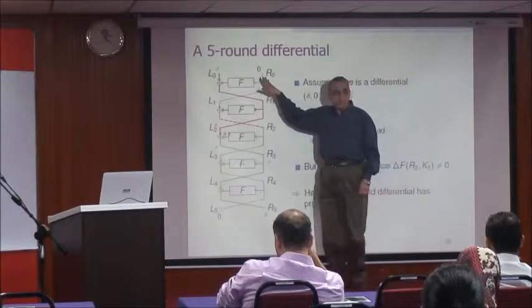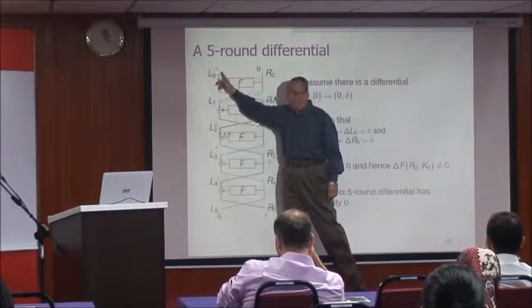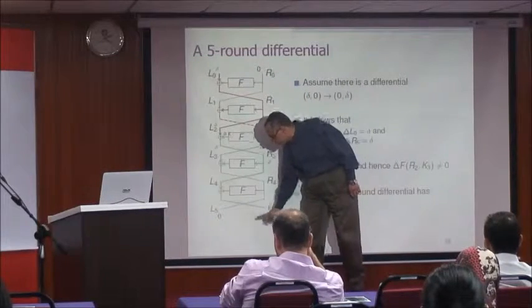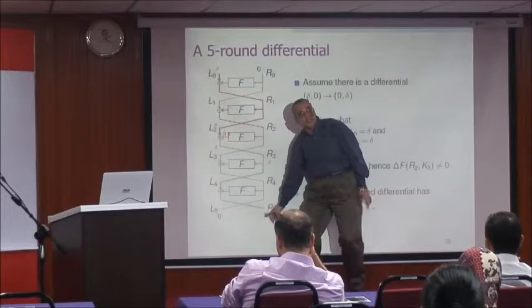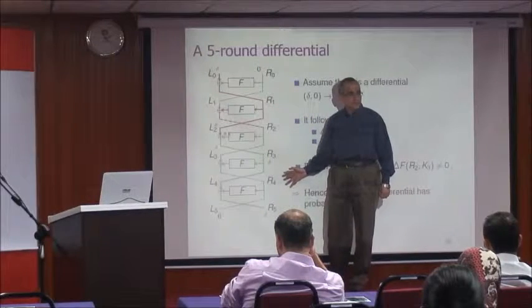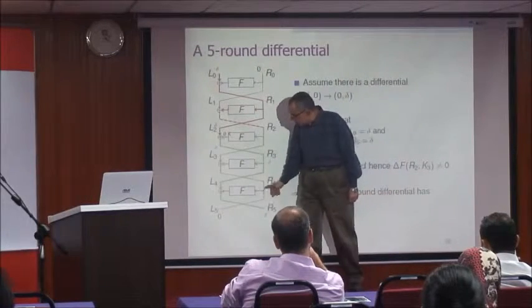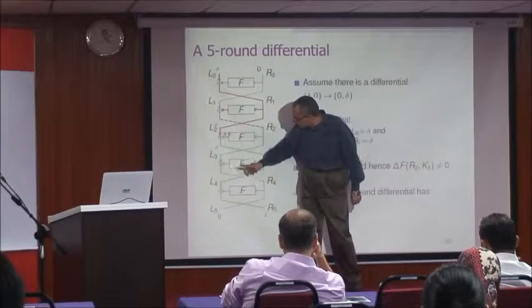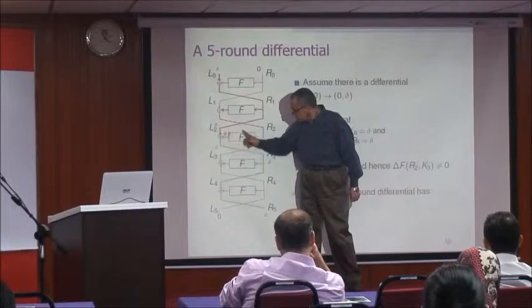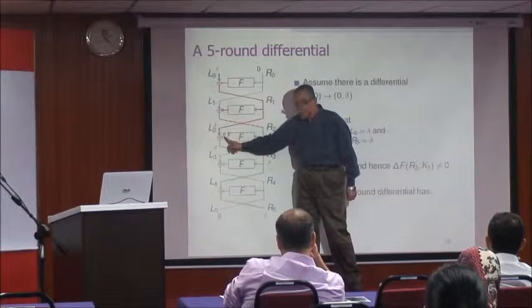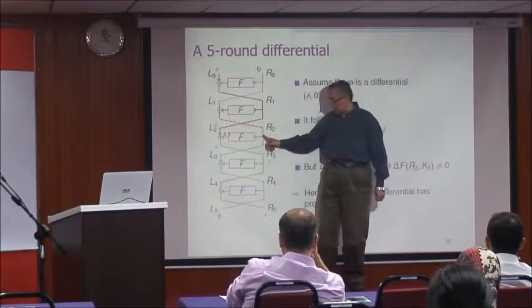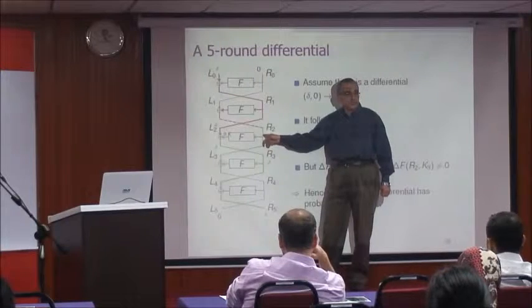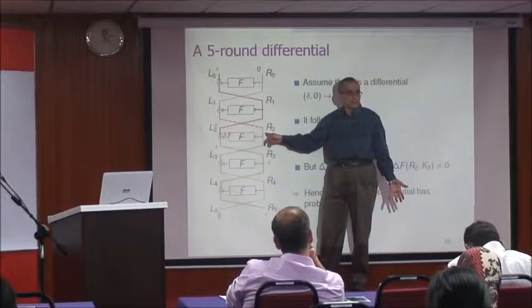In the example I'm showing, you have a difference 0 and delta, and assuming that you observe 0 and delta here, you know that something is wrong. This can never happen. We proved it by just propagating the differences through this simple structure until I reached these 2 points, where I proved that this f function has 0 output difference, but I know that it has a non-zero input difference, which means that I reached a contradiction.